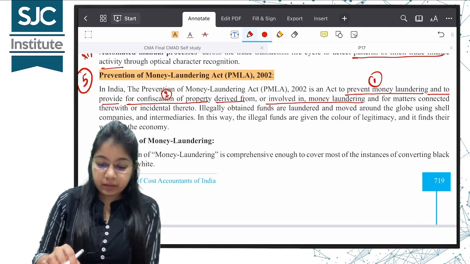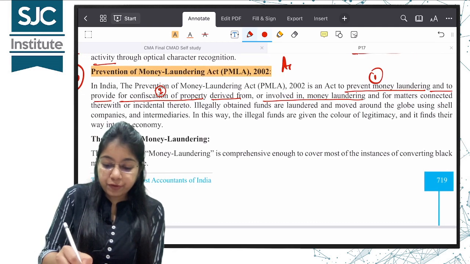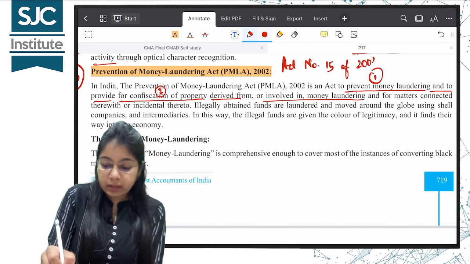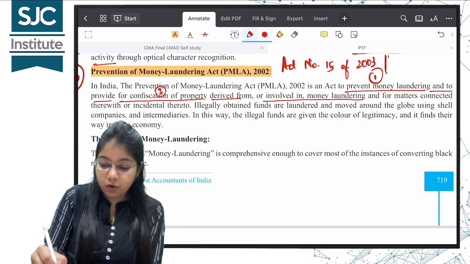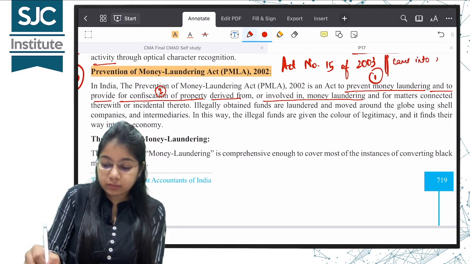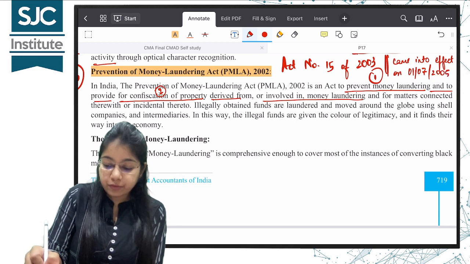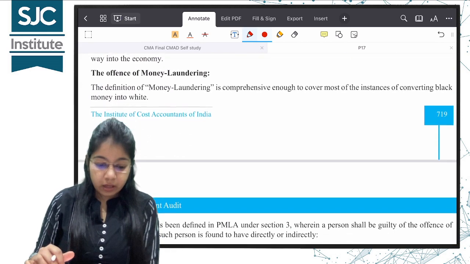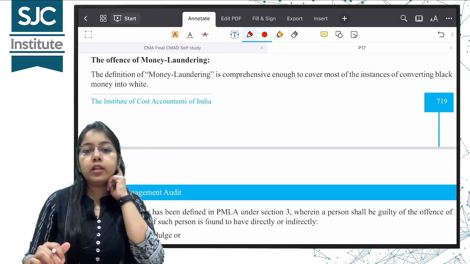Okay. This is Act number 15 of 2003. And it came into effect on 1st July 2005. Okay, this act. Now, what is money laundering according to the PMLA?